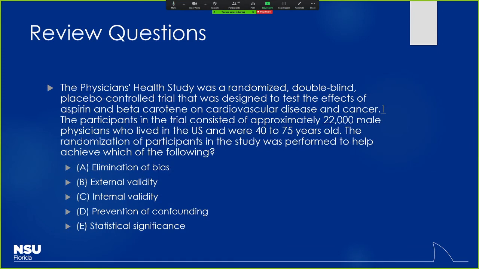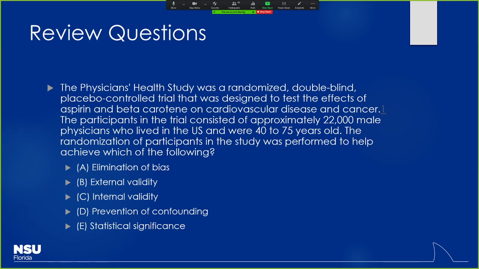Is what it is. Let's say we have a Physicians' Health Study. This is actually a really large study. It was done years ago. It was a randomized, double-blind, placebo-controlled trial that was designed to test the effects of aspirin and beta-carotene on cardiovascular disease and cancer. Participants in the trial consisted of approximately 22,000 male physicians who lived in the U.S. that were 40 to 75 years old.